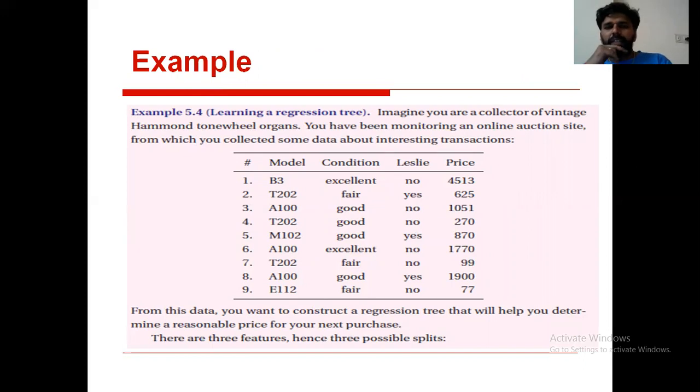This data set has 5 attributes, means 5 features. One is the serial number, model, condition, Leslie, price. These are 5 different features. From the data mining point of view, these are treated as attributes. Here, serial number 1 shows one instance, 2 shows another instance, like that. There are 9 instances. Observe this one carefully.